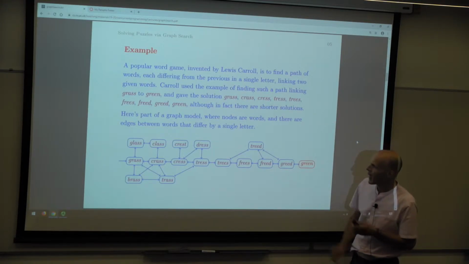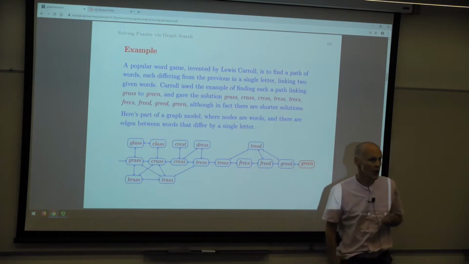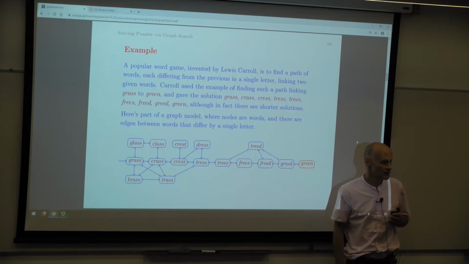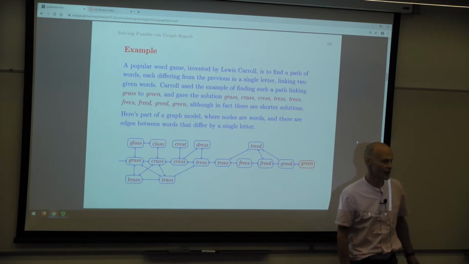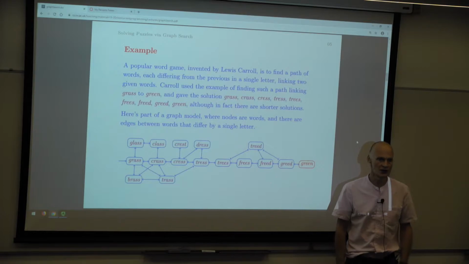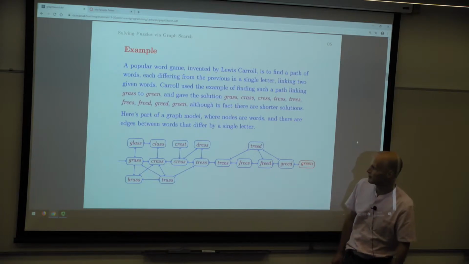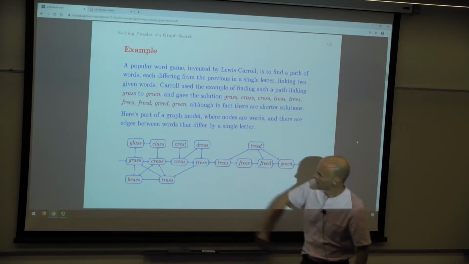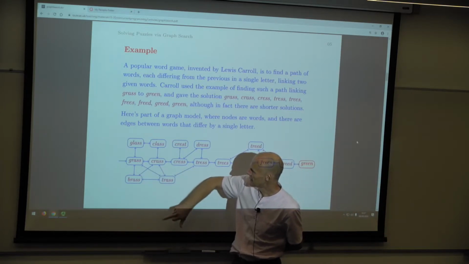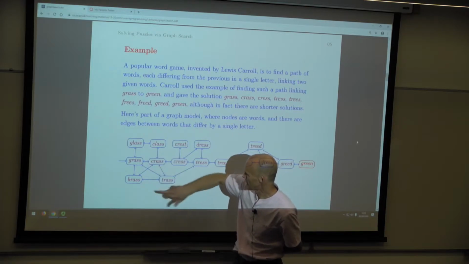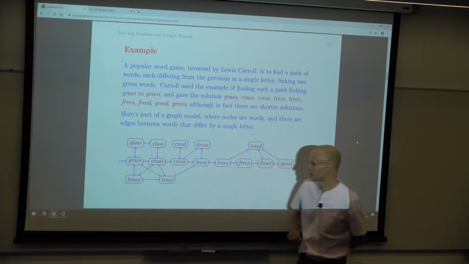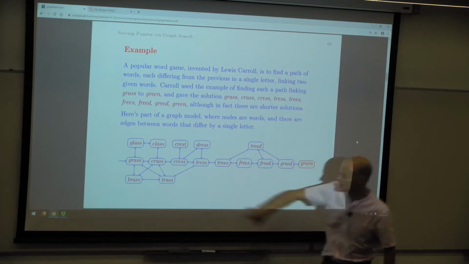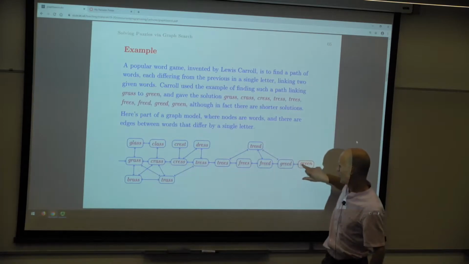the graph. In this graph model, each node is a word, and two nodes are linked if they differ by a single letter. So I've drawn part of the graph here. The whole graph would have as many words as there are in your dictionary. It's going to be too big, but this is a big enough part to understand. So, for example, the word grass has edges to glass, crass, grass, trass, and a few others I haven't drawn. The solution that Lewis Carroll came up with is the path along here.